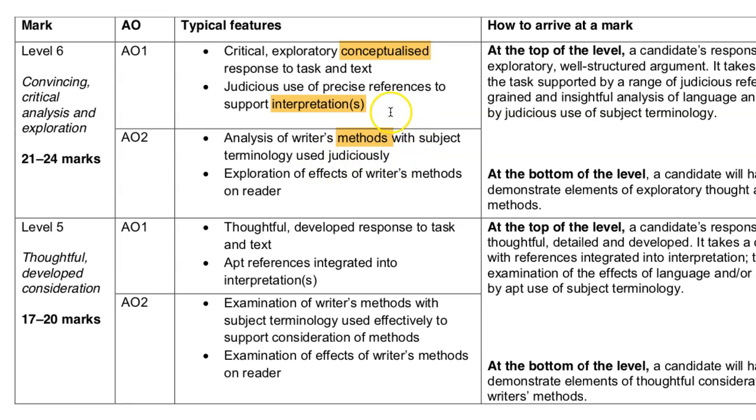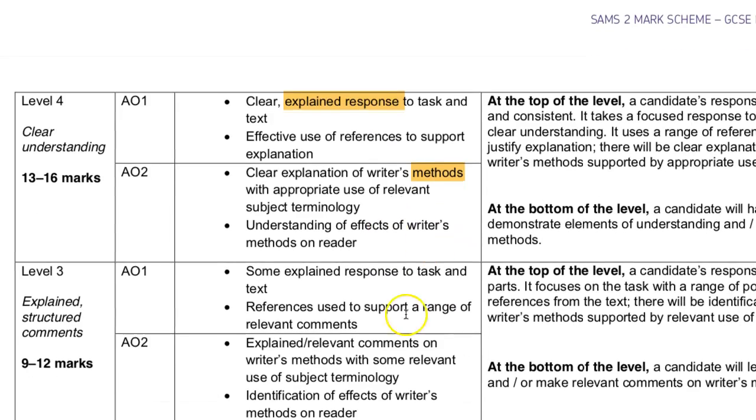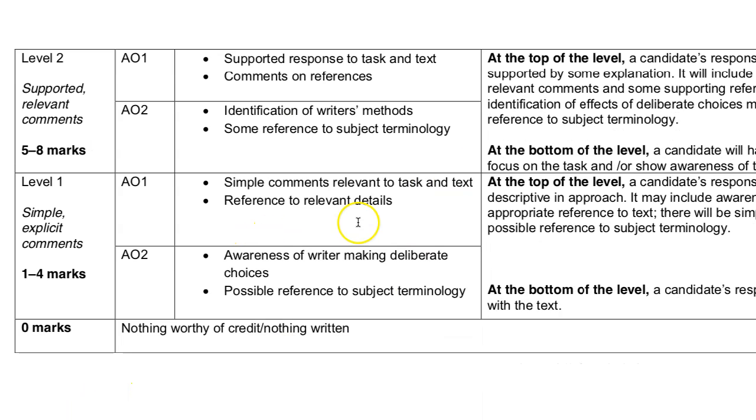Well, because that's what methods means. So methods is right there in level 6. It's also there in level 5. And even when we come down, we'll see it's still in level 4. It's only when you start coming down to grades 1 and 2 where you don't have to write about methods, with the right subject terminology.